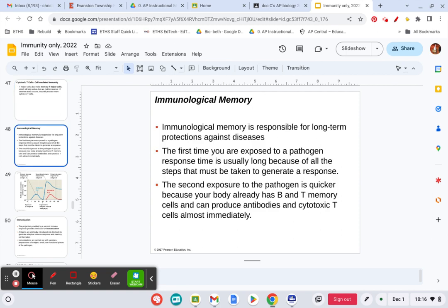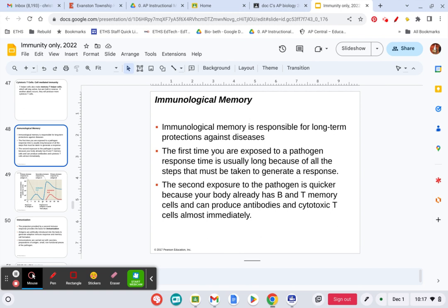Immunological memory is the ability of the body to remember the infections that you've had over time. The first time you get sick, the first time you're exposed to a pathogen, it takes a while for your immune system to do all this: for the T helper cells to get activated, for the antibodies to be produced and mark the cells, and then for the cytotoxic T cells to go in and clean up. So it takes a while.